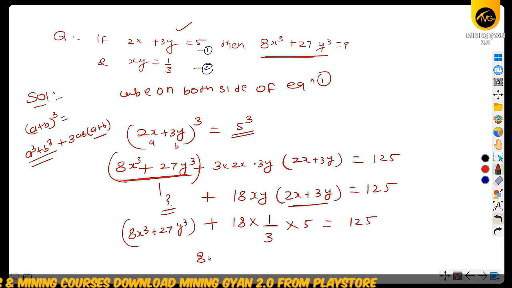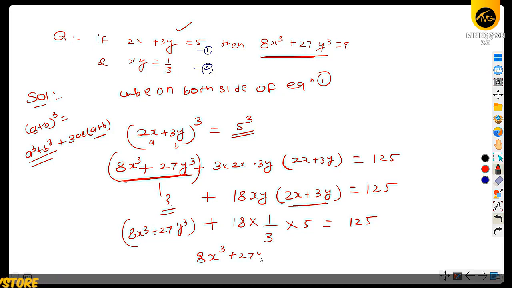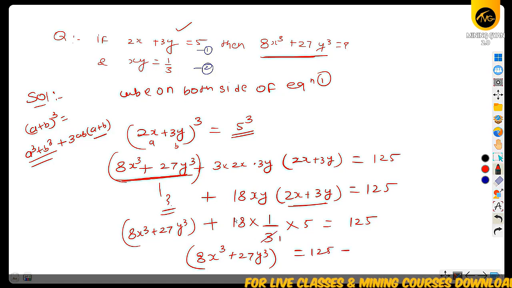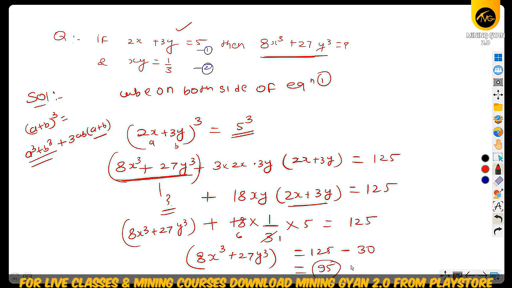Just transfer the value of 18 into 1 divided by 3 into 5. So 8x cube plus 27y cube is equal to 125 minus, how much will it be? 3 and 6, so 6 into 5, that means 30. Now the answer will be 95.